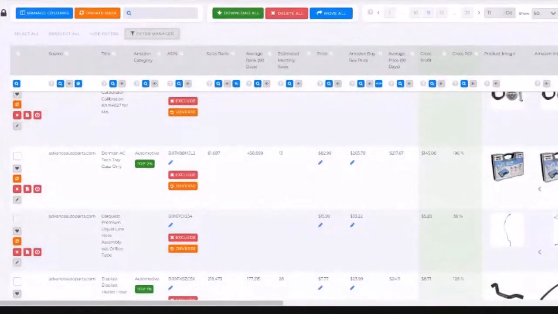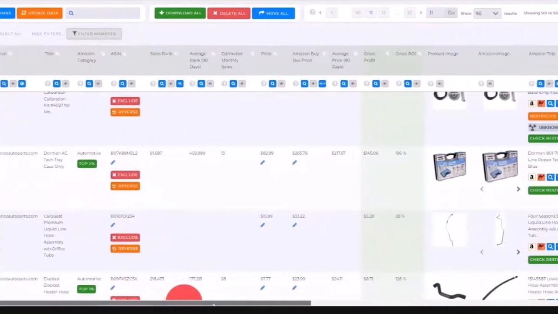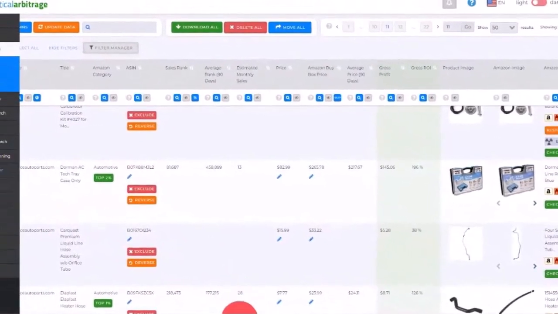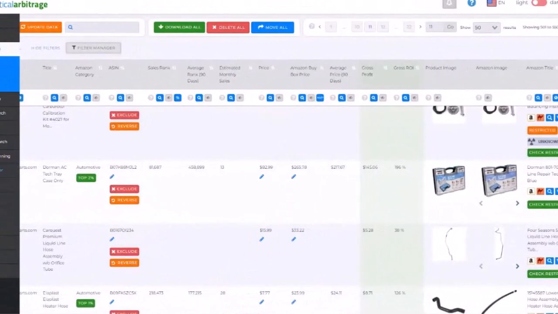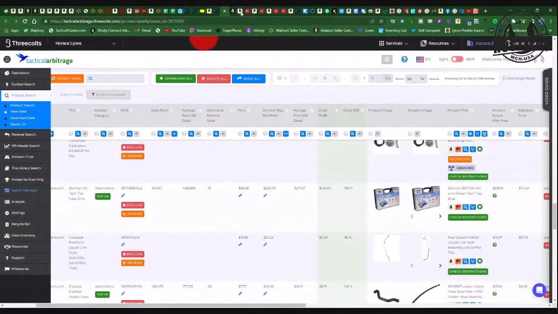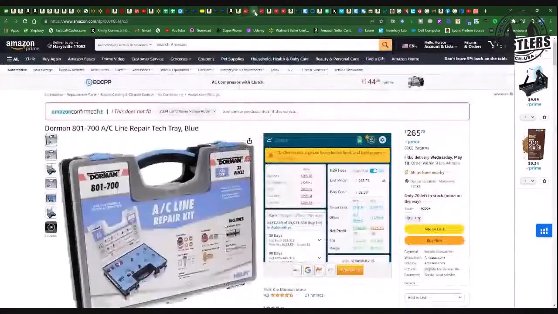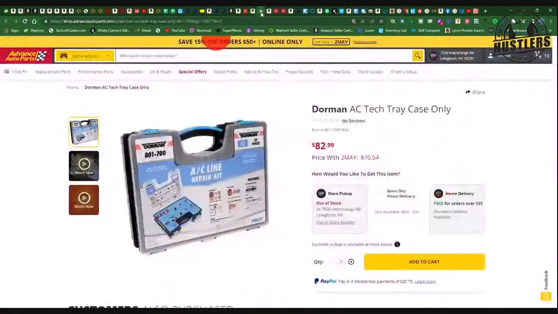Let's look at something here. Okay, so again, this isn't automotive. If you're not approved for that, that's okay. You can do this with whatever categories you can sell in. But this is just an example. And once we make sure that we're looking at the right product, everything matches up.